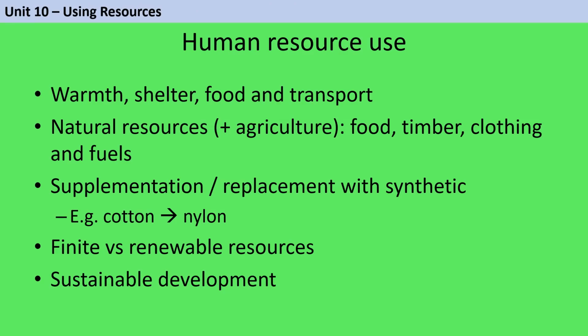Humans use the Earth's resources to provide warmth, shelter, food and transport. Natural resources, supplemented by agriculture or farming, provide food, timber, clothing and fuels. In addition, we can supplement these resources with synthetic resources, which are those that have been made from chemicals. So for instance, cotton is a natural fibre that grows on a cotton plant, but we now also have fibres like nylon, which is made from chemicals. You should be able to identify whether a resource is finite and is running out faster than we can replace it, so for instance fossil fuels, or whether it's renewable like wood.